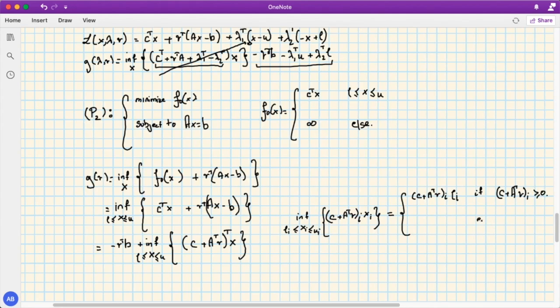Now, if it's negative, you wouldn't want to choose the li. You'd want to lower it down even more. So over here, you'd want to choose ui, right? So you'd get c plus A transpose nu_i, of ui, right?